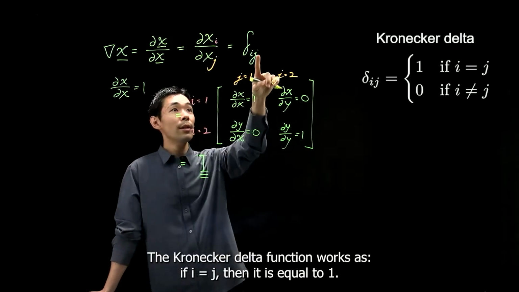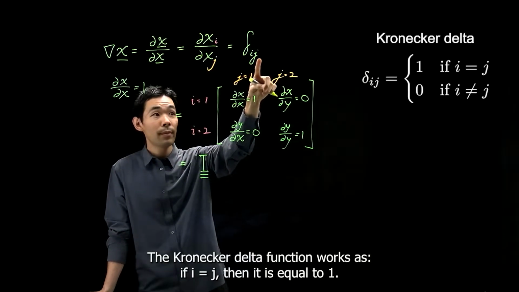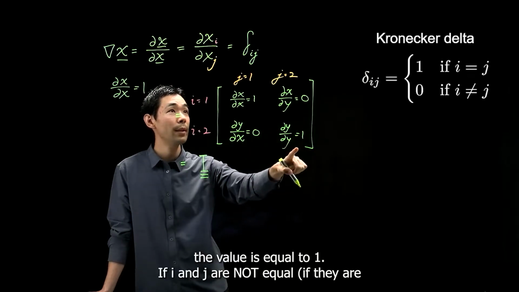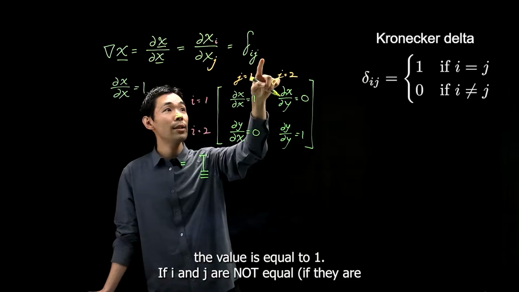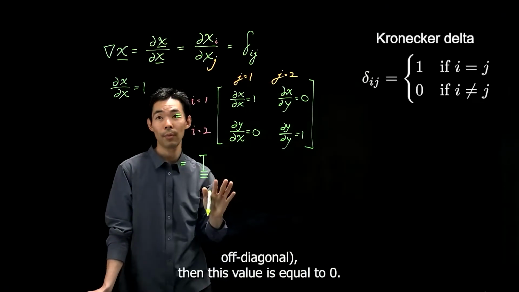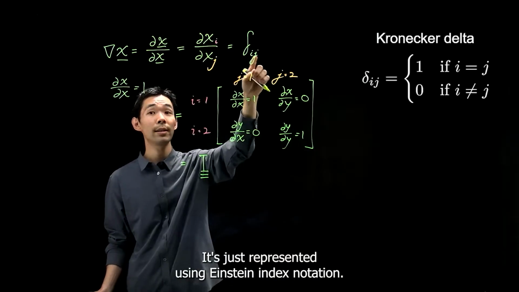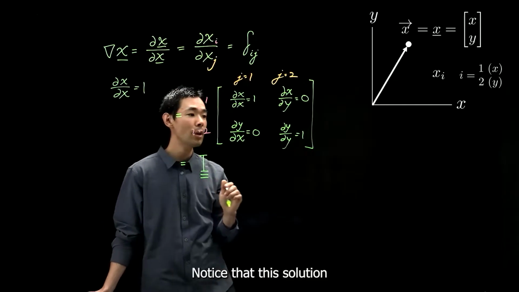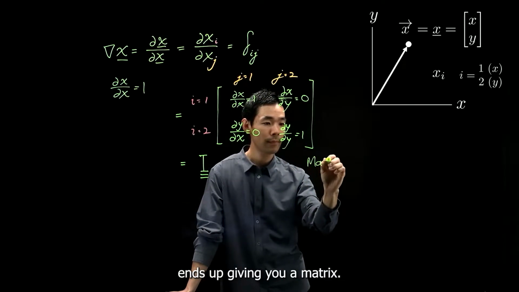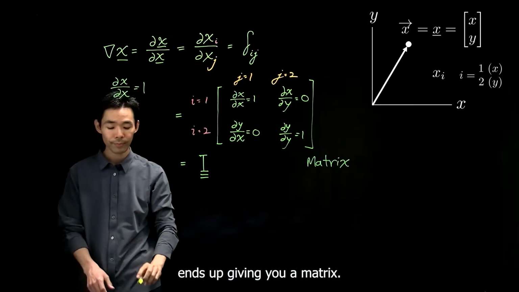Okay? And the Kronecker delta function works like this: if i and j are equal to each other, so if you are either here on the upper left or on the bottom right, this value is equal to 1. And if i and j are not the same, so if you're lying along the off-diagonal elements, then this value is equal to 0. Okay? So it's just the same as the identity matrix. It's just represented using Einstein index notation. Okay? So notice that this solution ends up giving you a matrix. Okay? So far, so good.